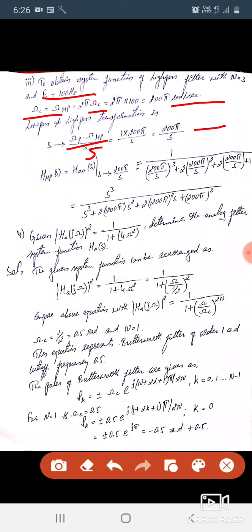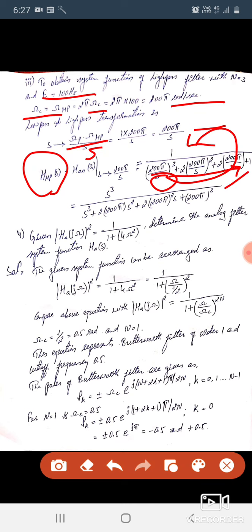Again substitute in your H_n, you will be getting the high pass filter transfer function. Here what you have to do is take the LCM of S cube in all the further equation, then you can shift that. You will be getting S cube divided by S cube plus 2 into 200 pi S square plus 2 into 200 pi whole square S plus 200 pi cube. This is how you have to solve a problem.